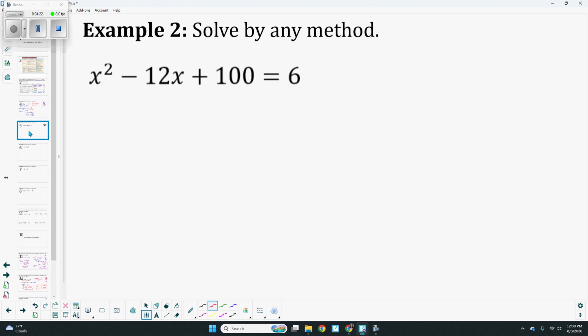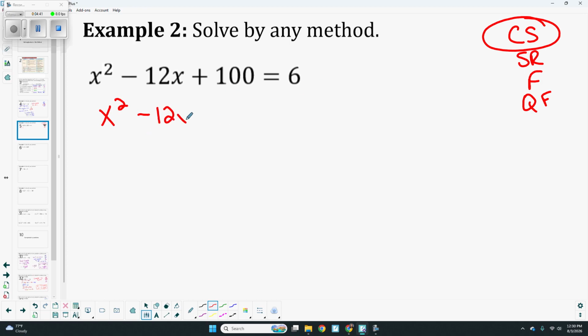For example 2, I'm going to make my list, right? Complete the square, factor, quadratic formula. A is 1 and b is even. So I'm going to complete the square for this one, which means I actually want to move the 100 over this way. So this is going to be x squared minus 12x equals 6 minus 100 is negative 94.